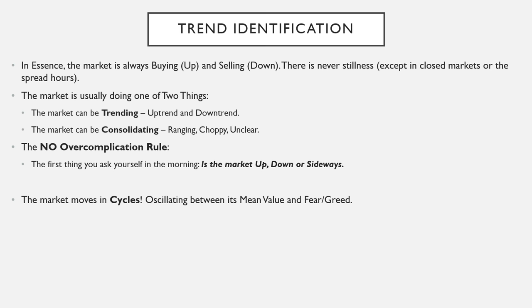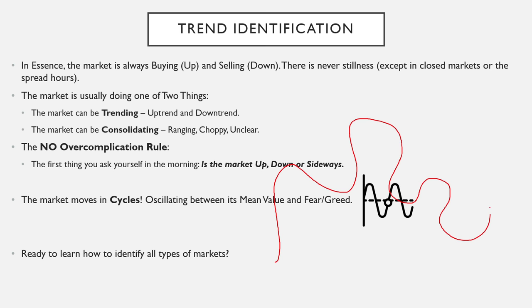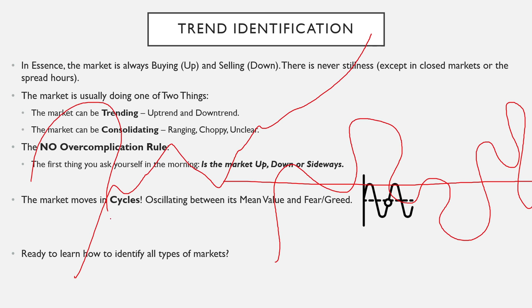So the market also moves in cycles. It oscillates around the mean value between fear and greed, right? If I just take my pen right now, the market is going to go up, then go down, then up, then down, right? And pretty much it always oscillates around a line, especially the forex market, because currencies are not like stocks that usually go bullish over the long term. Currencies tend to consolidate if you look at the macro time frame. But within those consolidations, there are multiple trends that you can be capitalizing on.